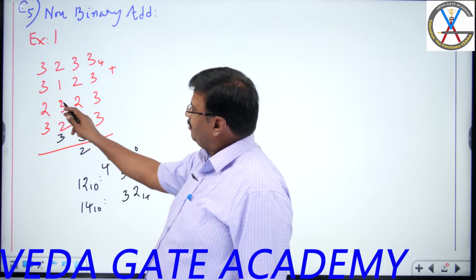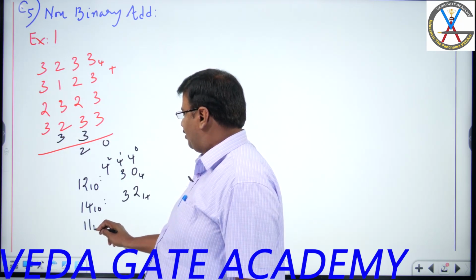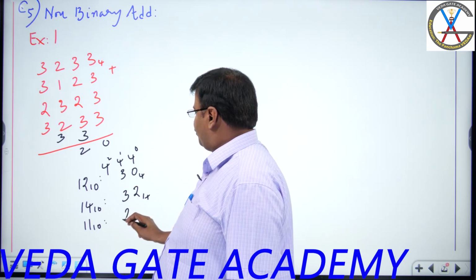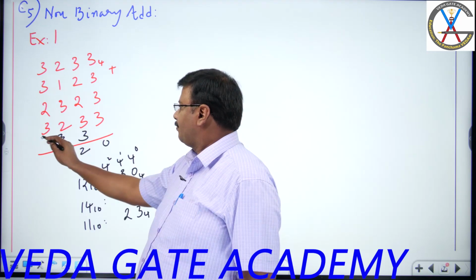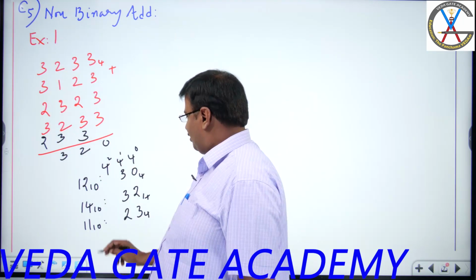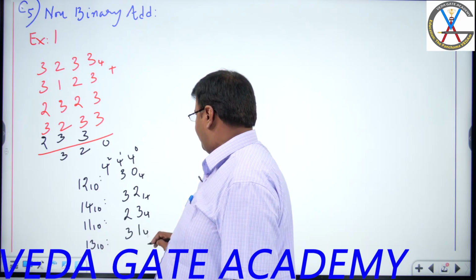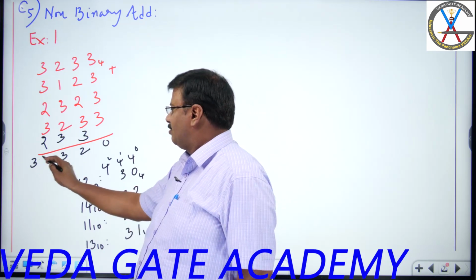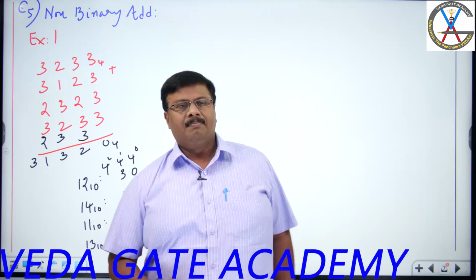4, 5, 8, 9, 11. How do you represent 11? 2 into 4, 8, plus 3. So 2, 3. Next, 5, 7, 10, 13. How do you represent 13? 3 into 4, 12 and 1. So 3, 1. Simple and faster. Base 4 addition is done.